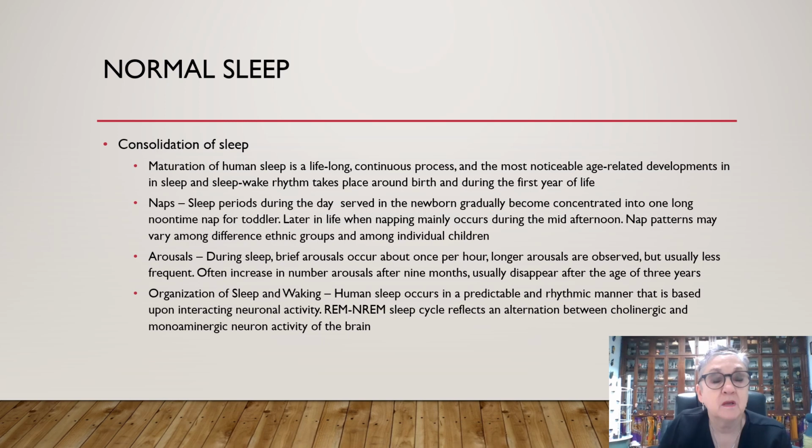Arousals. During sleep, we have brief arousals that occur about once per hour. Longer arousals are observed, but usually less frequent. Often an increase in the number of arousals occurs after 9 months, and they usually disappear at the age of 3 years. Organization of sleep and waking. Human sleep occurs in a predictable rhythmic manner that is based upon interacting with the neural activity. REM and non-REM sleep cycles reflect an alternation between cholinergic and monoaminergic neuron activity in the brain.